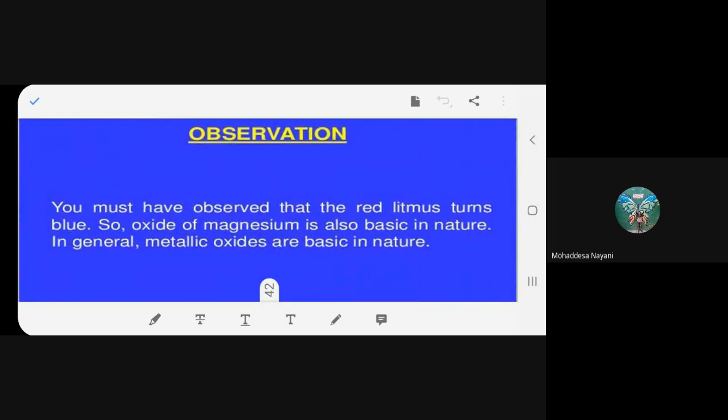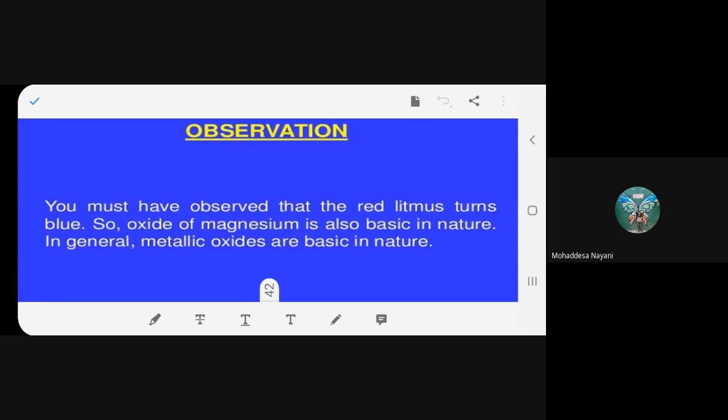Observation. You must have observed that the red litmus turns blue. The oxide of magnesium is also basic in nature. In general, metallic oxides are basic in nature.